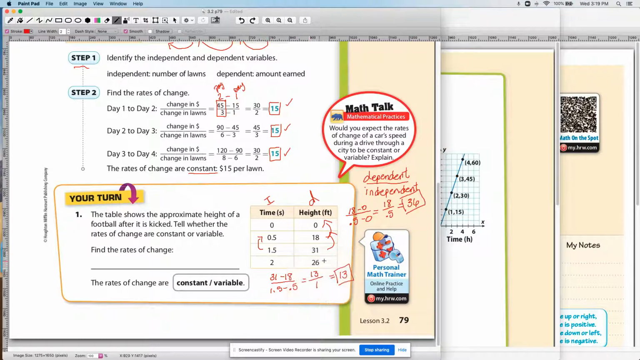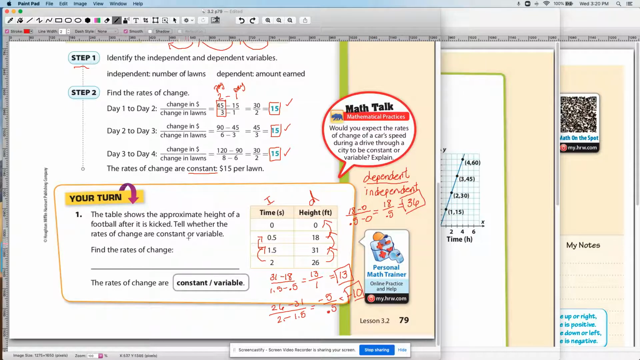And then the last one we're going to do is the last statistic and the second to last statistic, which in the height is 26 minus 31, and 2 minus 1.5. 26 minus 31 is a negative 5, and 2 minus 1.5 is 5/10. That is going to give you a negative 10. Okay, and here's that last one.